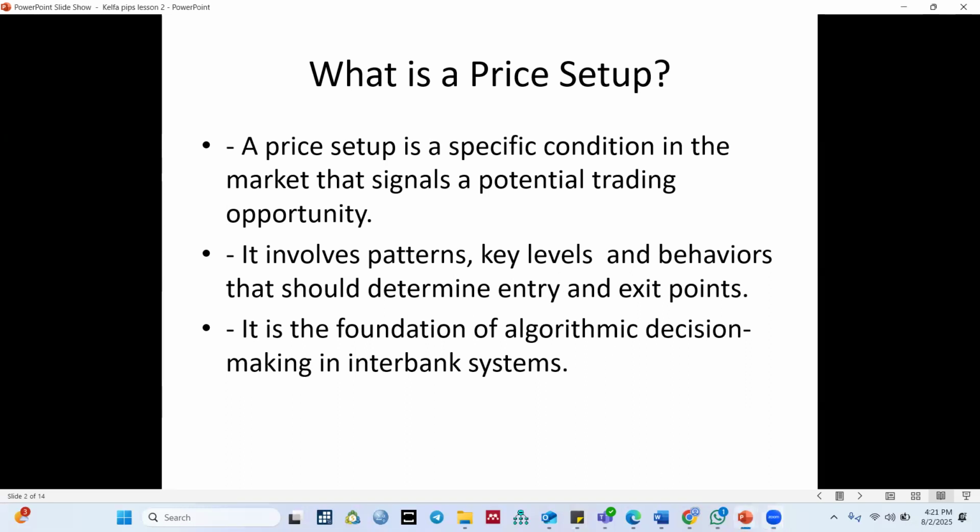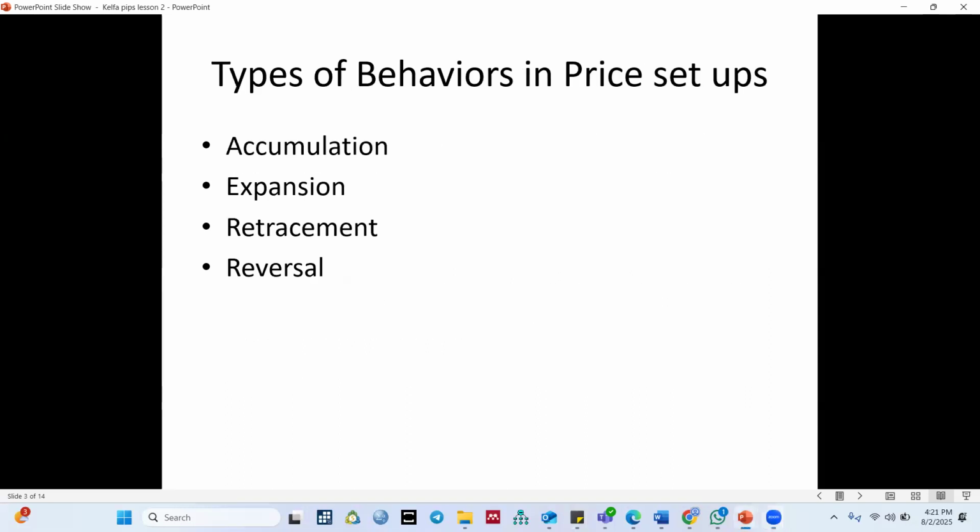So that is just an introduction to what a price setup is. There are 4 types of behaviors in price setups, or in this cycle. This cycle repeats itself every single day on every single chart, and once the cycle ends, a new cycle begins.